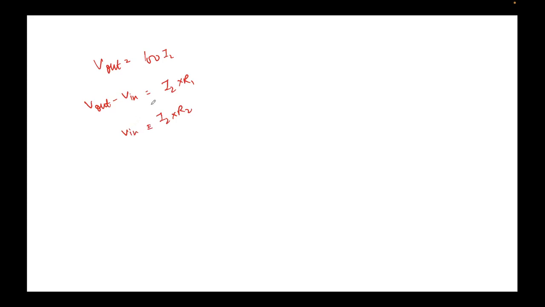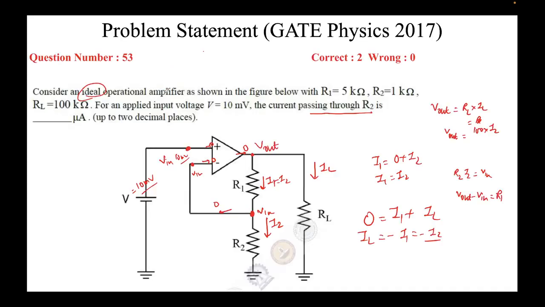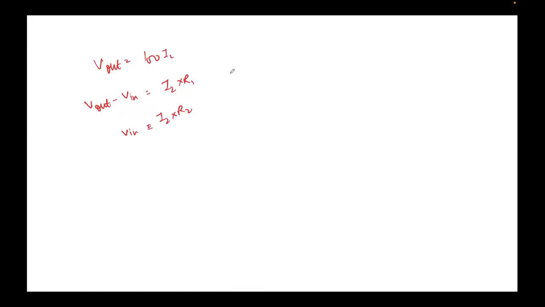Now we know the value of V in, and I2 we need to calculate. So what I'll simply do is I'll put V in as here. All right, so let's try to do that. V out is equal to 100 I2.